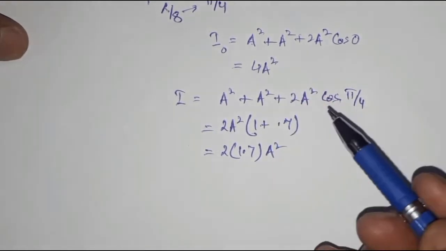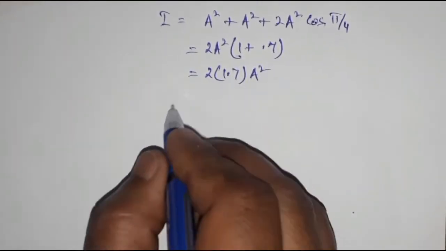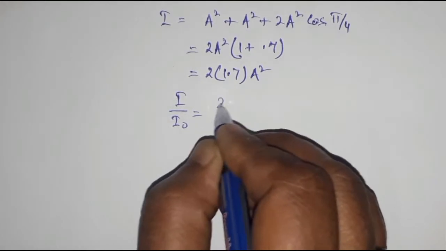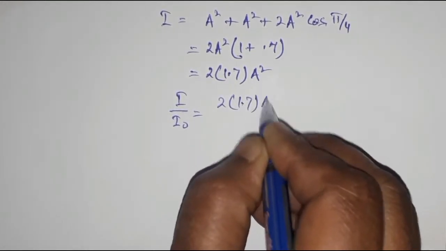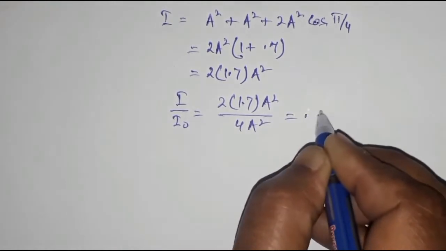Now you can find the ratio between these two. You have to find I upon I naught. That is 2 into 1.7 A square upon 4A square. So this becomes 0.85.